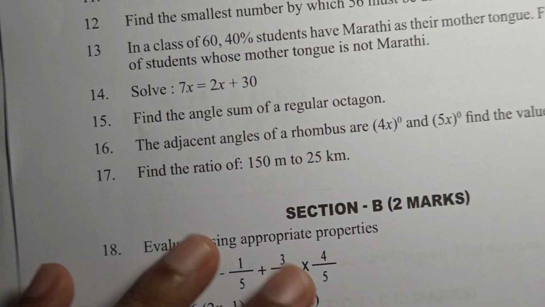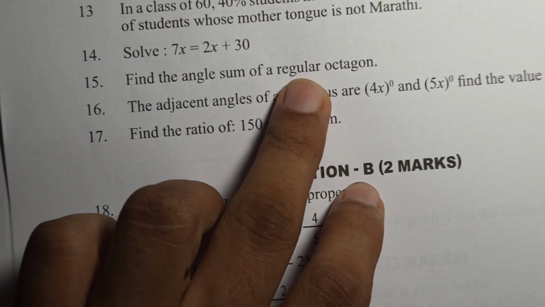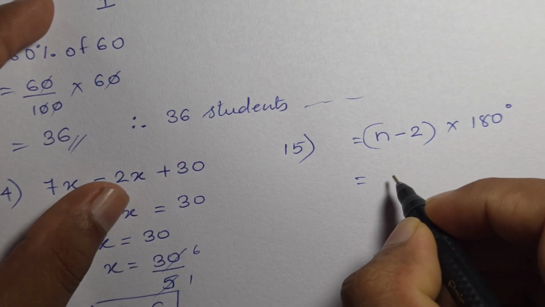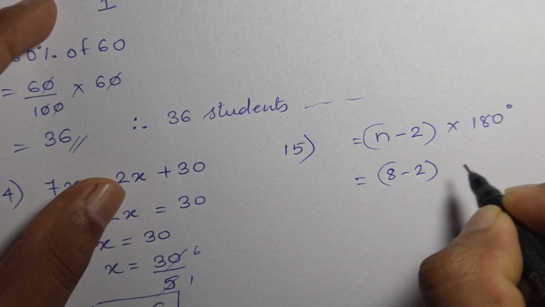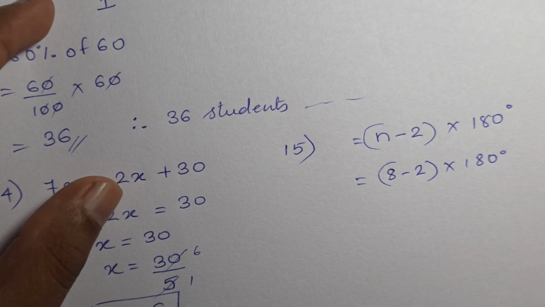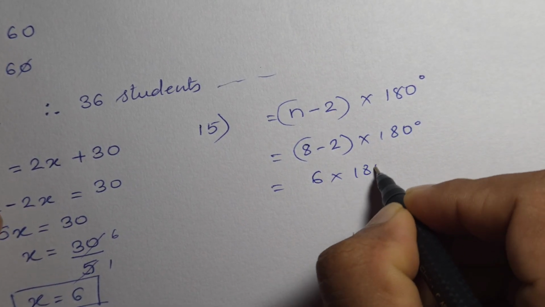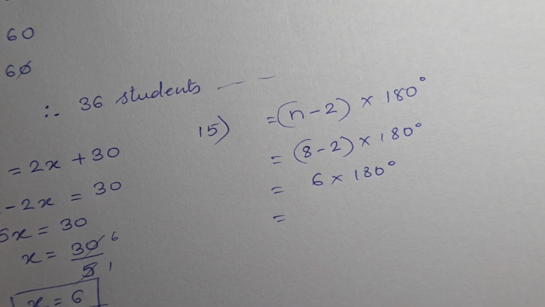Now, a regular octagon has how many sides? It has 8 sides. So 8 minus 2 into 180 degrees. 8 minus 2 is 6 into 180 degrees. And what is 6 into 180?